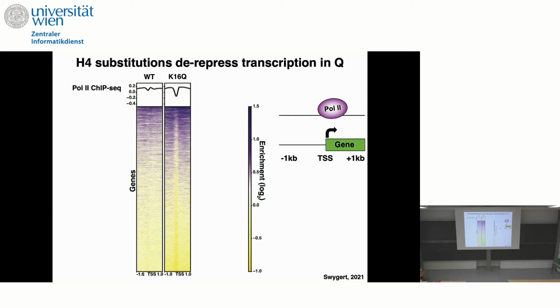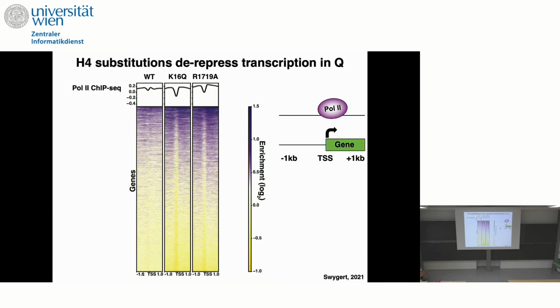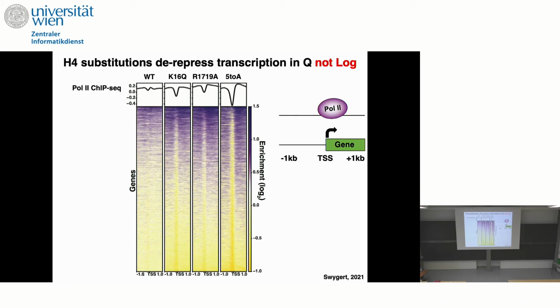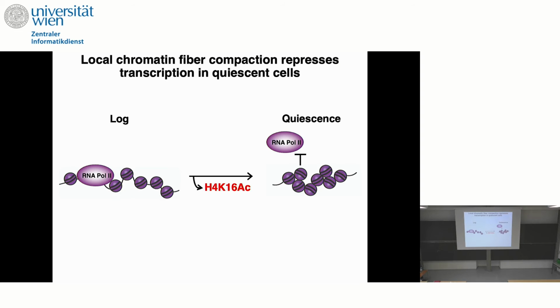We then add in increasing numbers of substitutions to the H4 basic patch. We see that transcription increases proportionally to the number of substitutions that we introduce. In this most extreme mutant, about 40% of all genes in the genome turn on. Again, this is specific to quiescent cells. Log cells don't care about this. You can get rid of the H4 tail, basically, and they don't care. So this is telling us that in between log and quiescence, deacetylation of the H4 tail drives an increase in interactions on the same DNA strand, which leads to this local compaction of chromatin fibers.